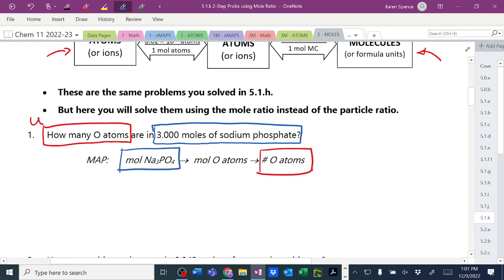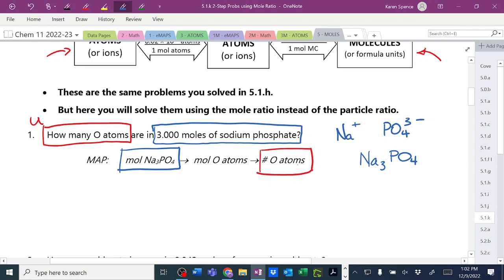Now, if you're given this question and it didn't write it down for you, you would need to say Na has a +1 charge, PO4 has a 3- charge, which means that the formula for sodium phosphate is Na3PO4. Okay, so we're starting with moles of Na3PO4. We want to finish with O atoms.